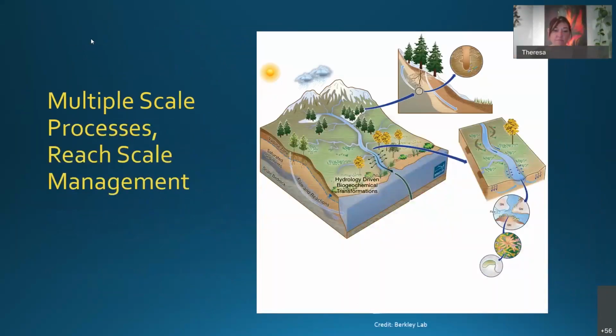And however, which I think is unfortunate, I mean, Erik and I talk a lot about this. Despite the multiple scale processes that lead to the degradation or the health of streams, usually management is done at the reach scale, as Erik mentioned, because of all sorts of reasons. I'm not going to talk about it here, but that's how it's done. Next, please.